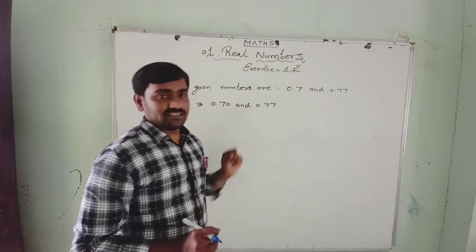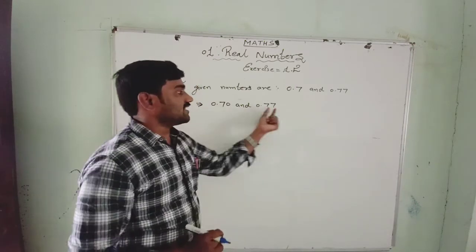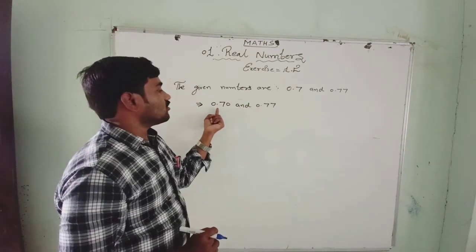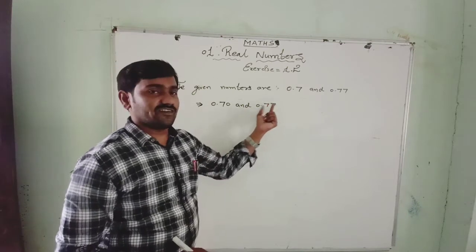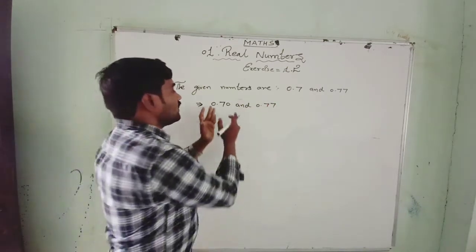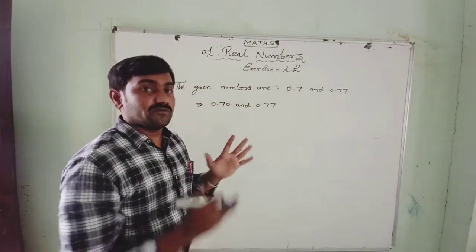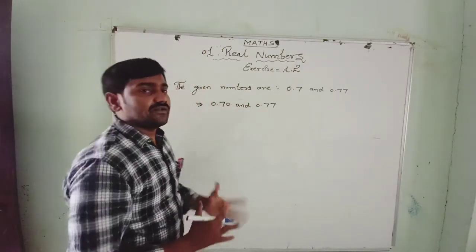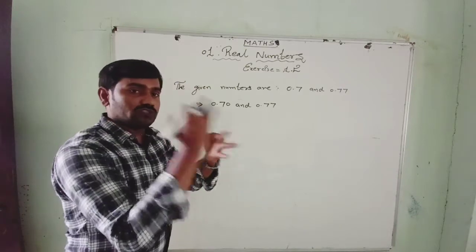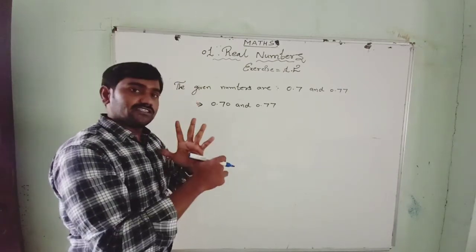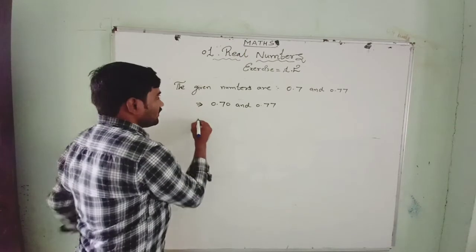Between 70 and 77. You should not read it like 70 and 77; it should be read like 0.70 and 0.77. But to make you understand, I am reading 70 and 77. Between that we have many numbers like 71, 72, 73, 74, 75, 76. But we require only two. Let me write.